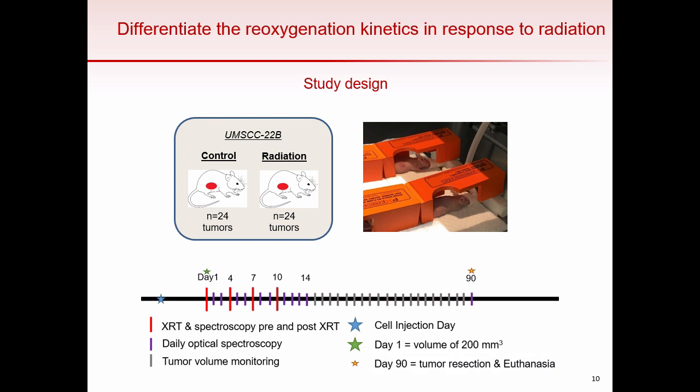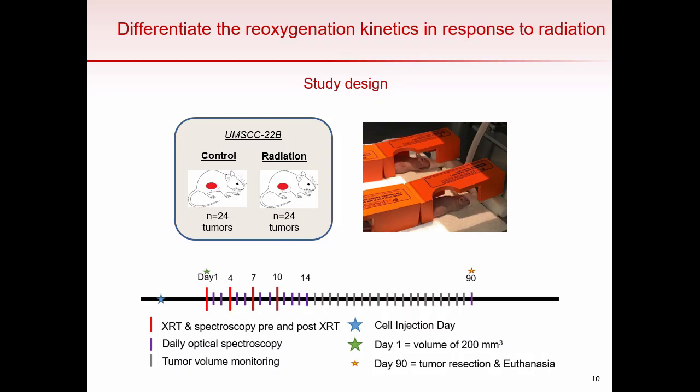So for our second objective, we injected a human head and neck cancer cell line into 48 animals. We allowed them to grow until they reached a volume of 200 cubic millimeters, and we designated that day to be day 1. After day 1, we randomly distributed these animals into control and radiation groups. Starting from day 1, for a period of 14 days, we conducted daily optical spectroscopic measurements, and after day 14, we monitored how the volume of the tumor changed.